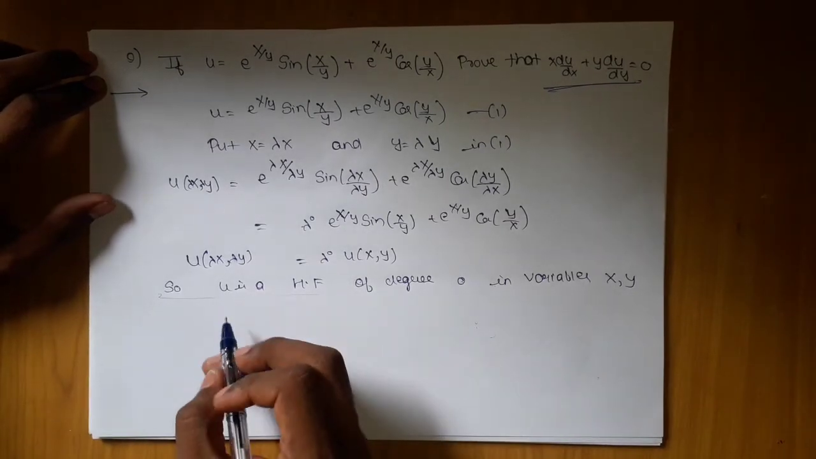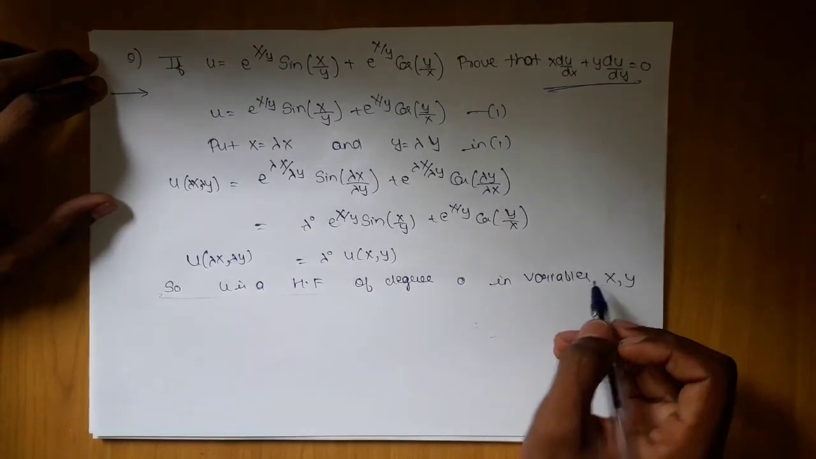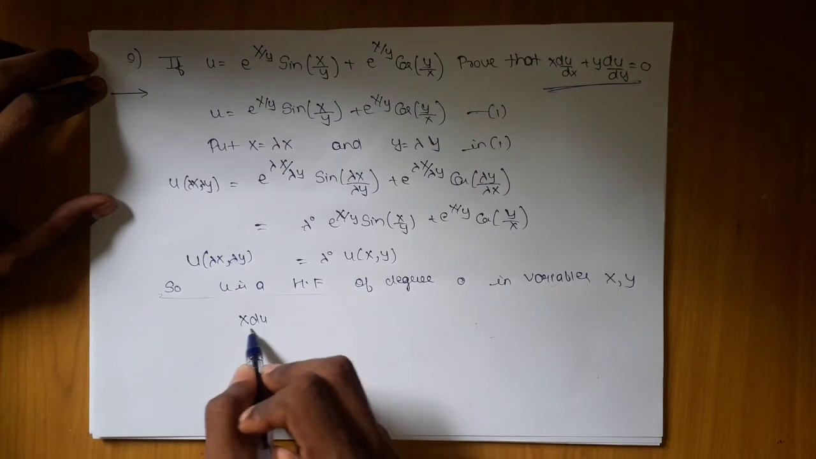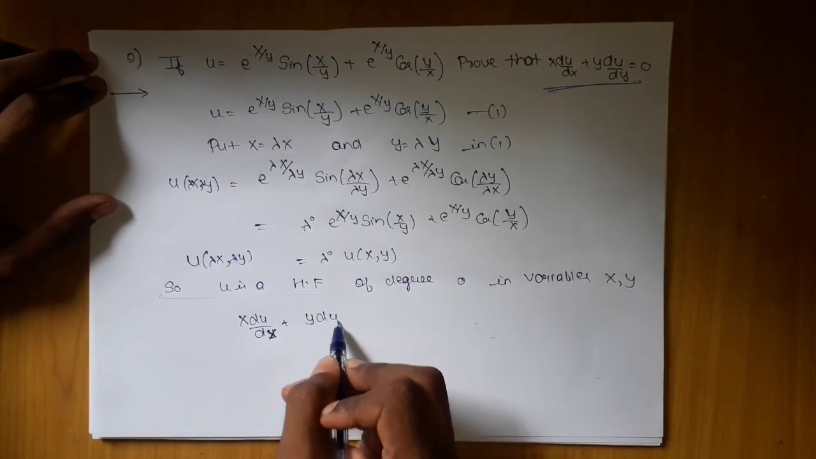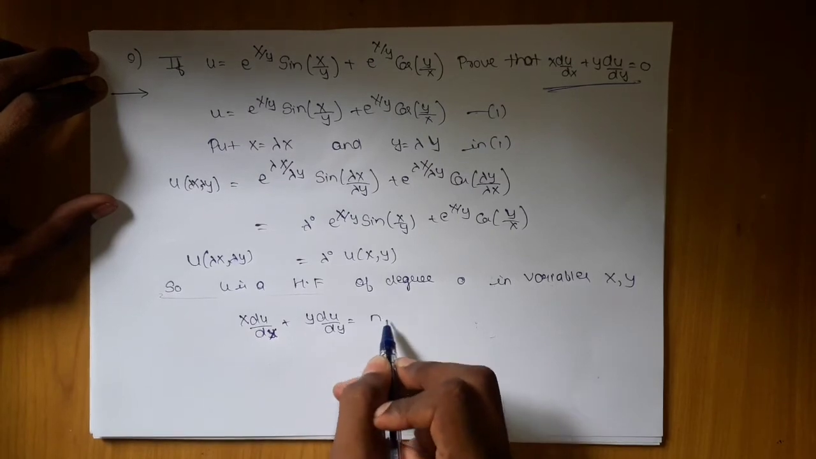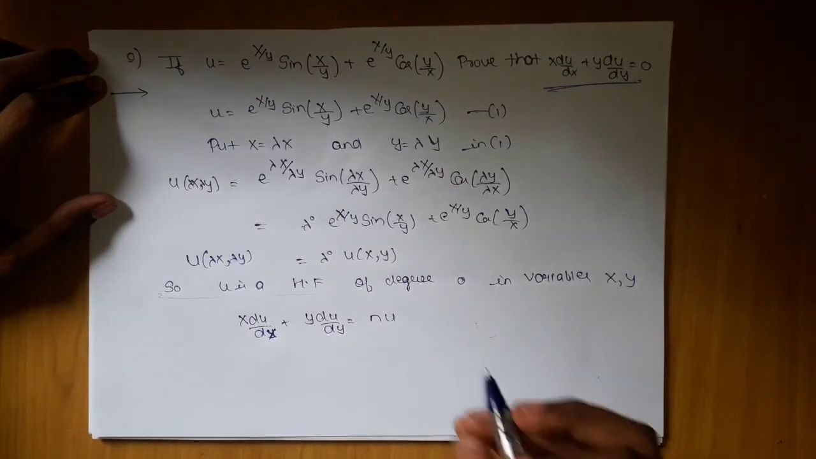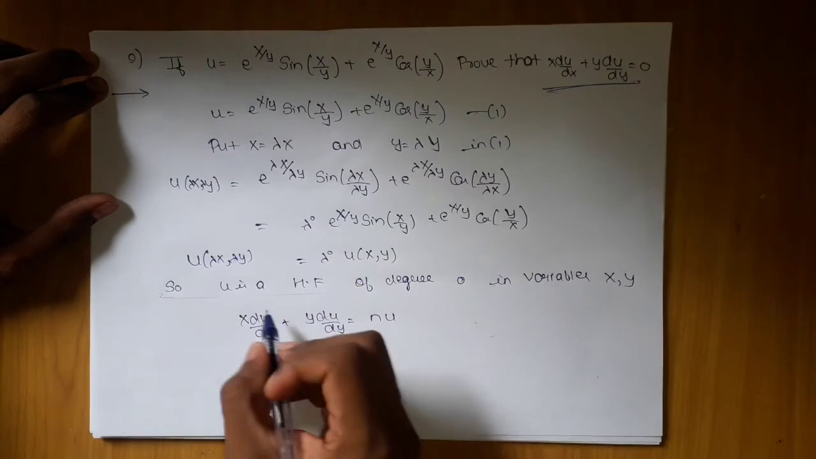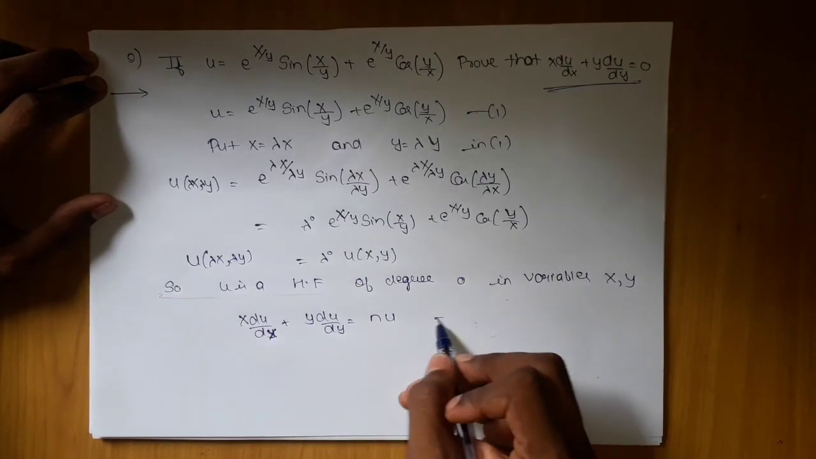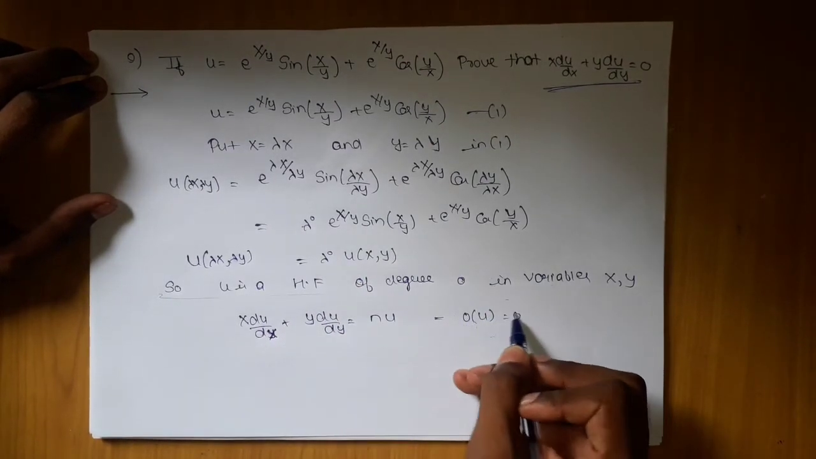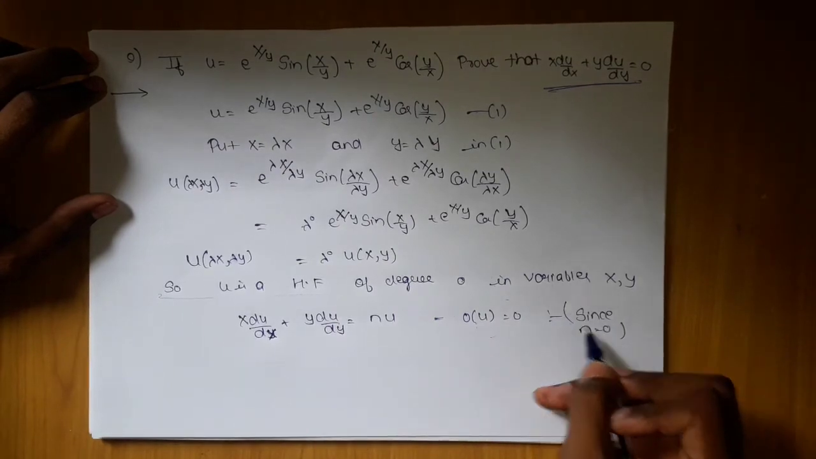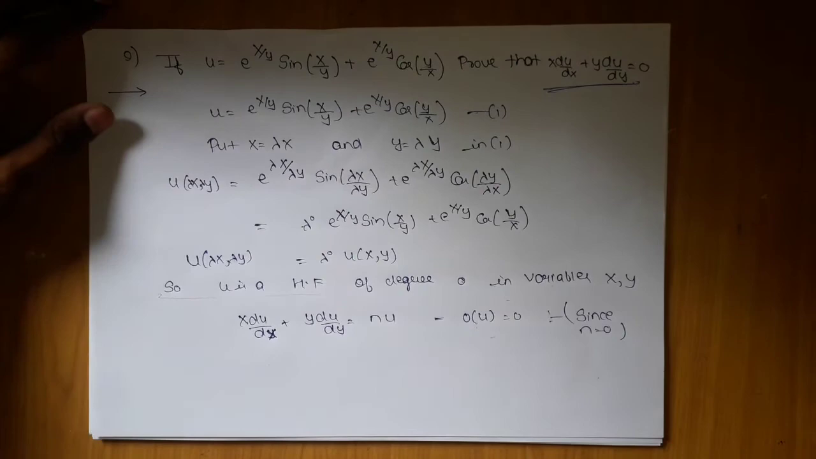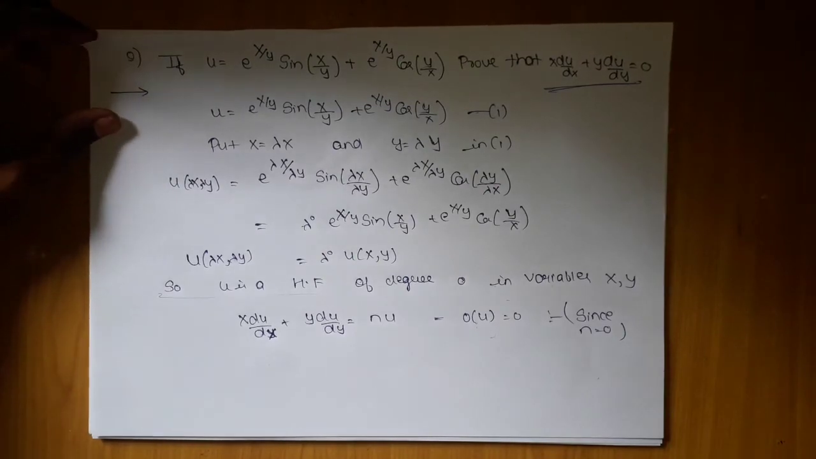After this, since it is a homogeneous function, I can apply x dou u by dou x plus y dou u by dou y equals n times u, where n was the degree, and here n is equals to 0. So it equals 0 into u, which is 0, and here you will mention since n equals to 0. And so we are done with this problem. Hope you have understood this problem properly.